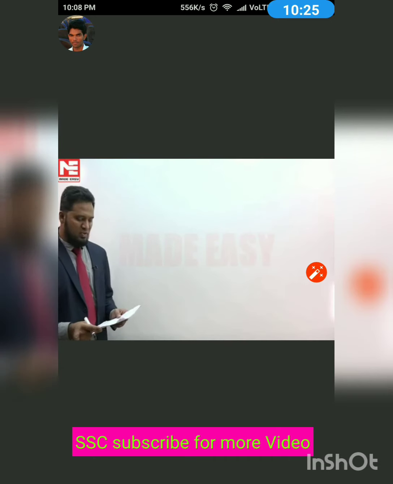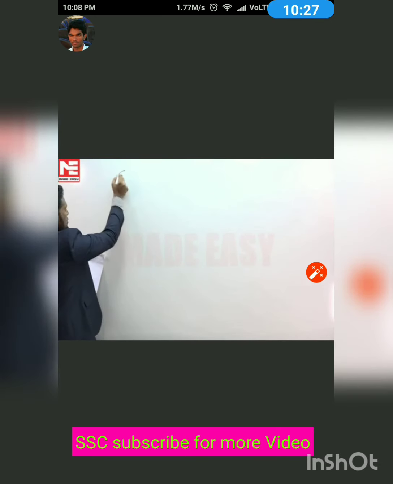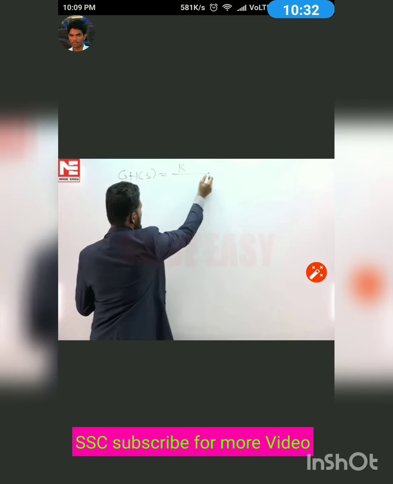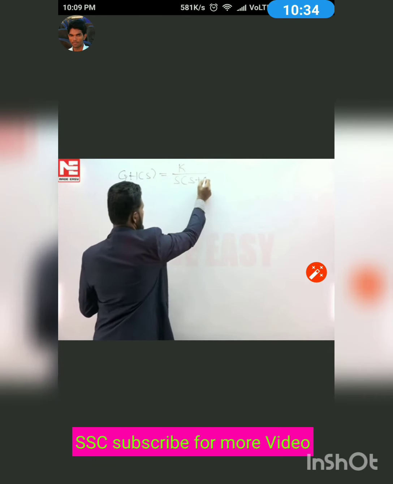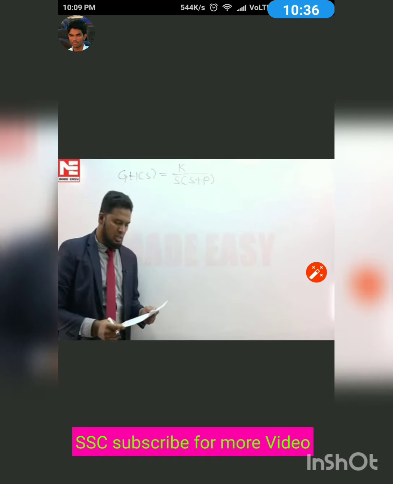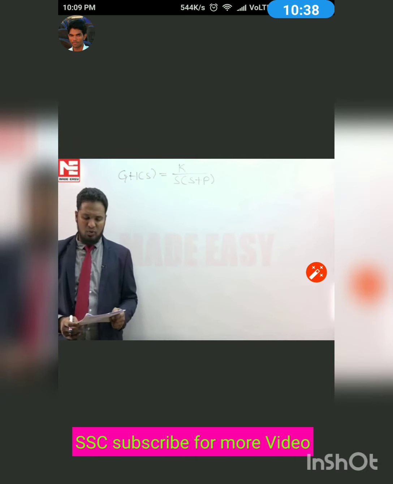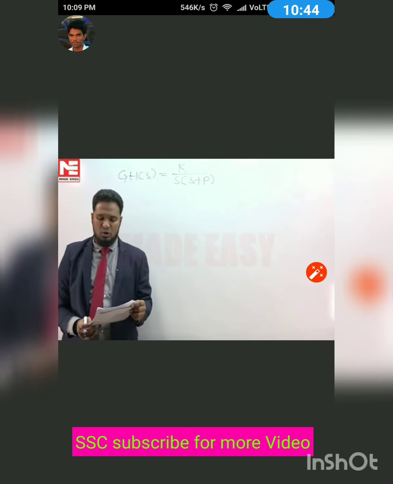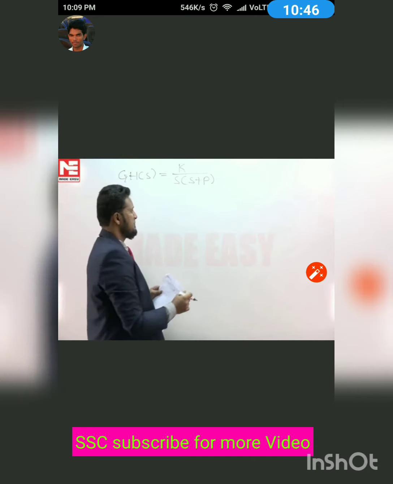Block diagram representation of a system is given whose open loop transfer function is K upon S plus P. Question is, if the percentage overshoot for the step input is 9.478% and if the steady state error for a ramp input is 0.01, find the values of K and P.